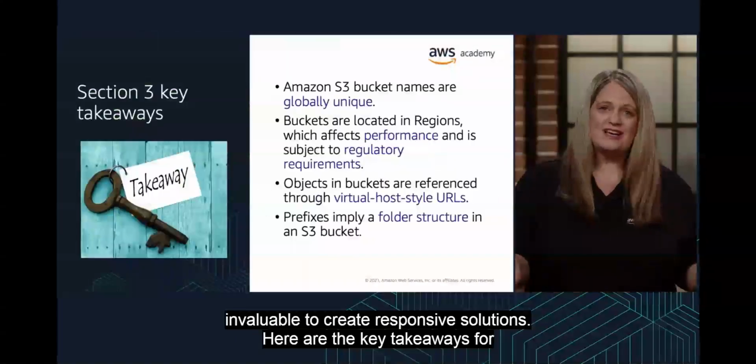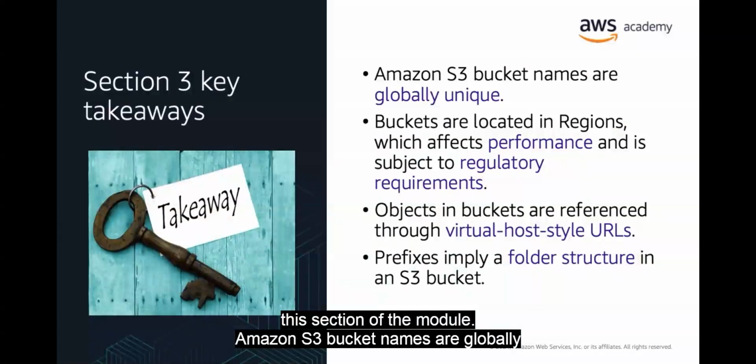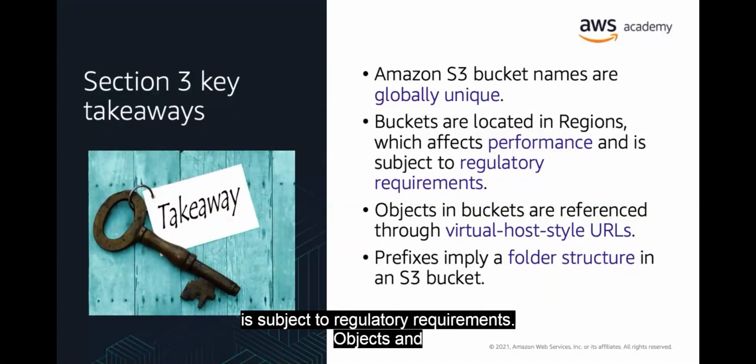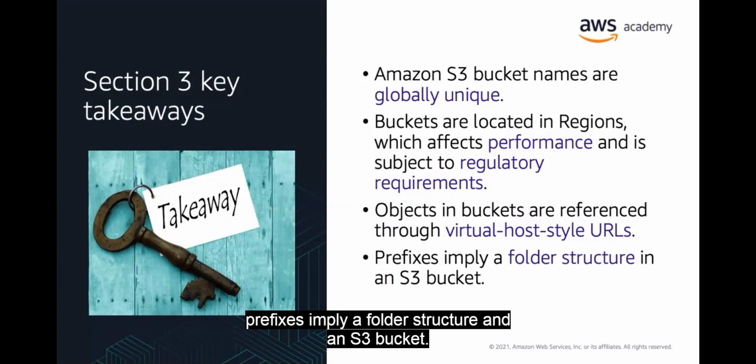Here are the key takeaways for this section of the module. Amazon S3 bucket names are globally unique. Buckets are located in regions, which affects performance and is subject to regulatory requirements. Objects in buckets are referenced through virtual host style URLs. And prefixes imply a folder structure in an S3 bucket.